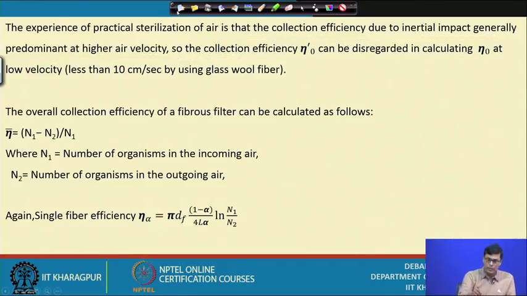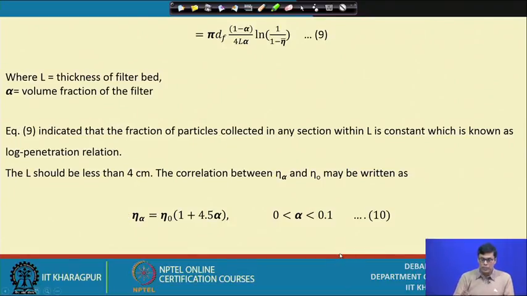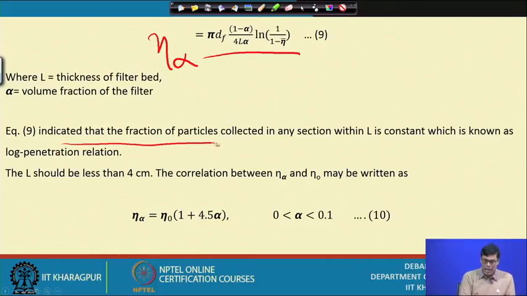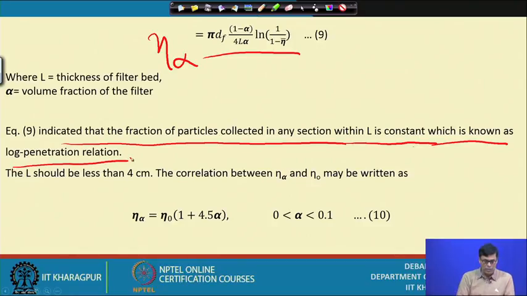So, single fiber efficiency can be written in this form, like this. Now, one thing is that this equation indicates the fraction of the particle collected in any section within L, when L is constant, which is known as the log penetration relationship. L should be less than 4 centimeter.